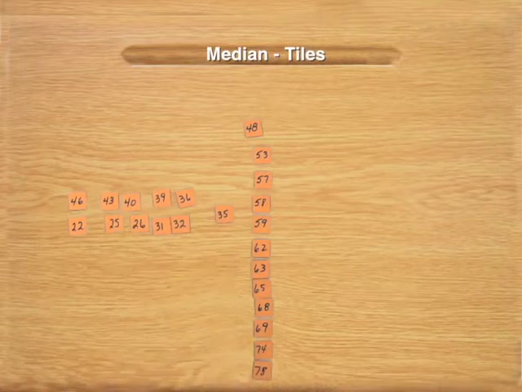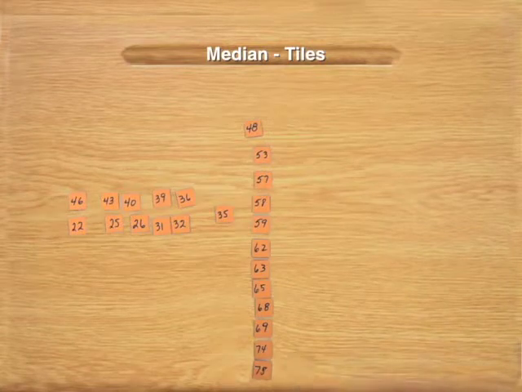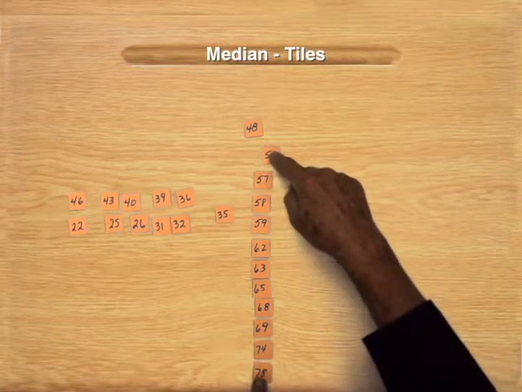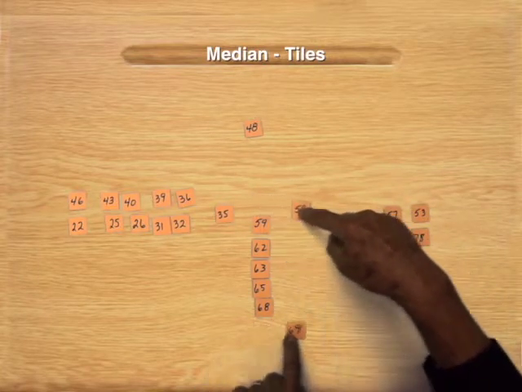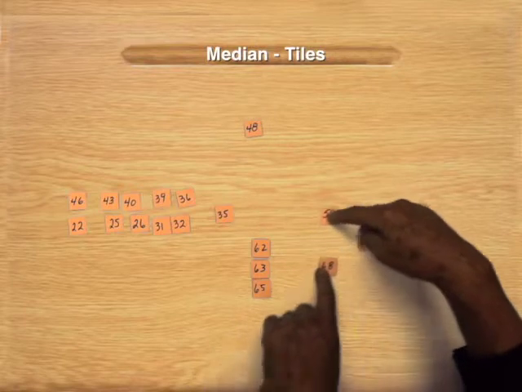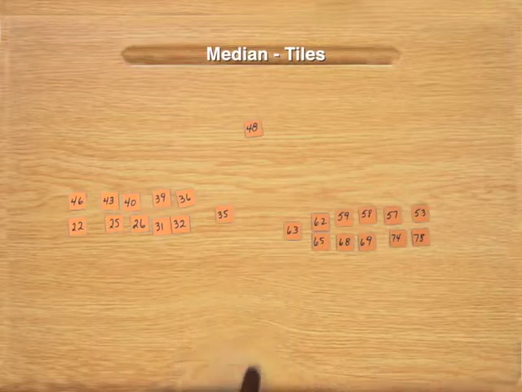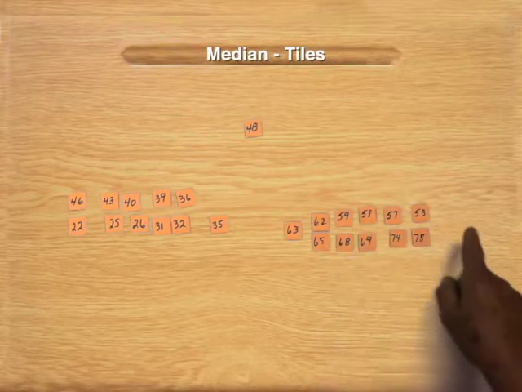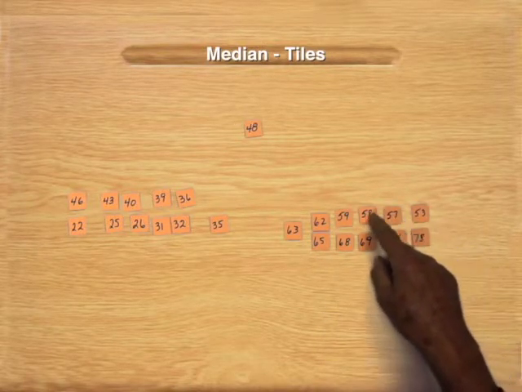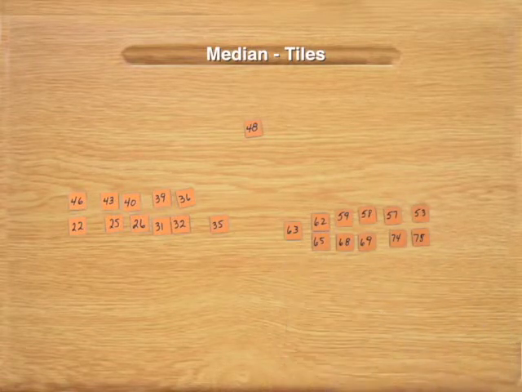and 1, 2, 3, 4, 5 numbers higher than 35. Now with our higher numbers, the numbers higher than 48, we do the same thing. So we take 53 and 78, then we take 57 and 74, 58, 69, 59, 68, 62 and 65, and we're left with 63. So that means 63 is the middle number of the high numbers. There are 5 numbers, 1, 2, 3, 4, 5 numbers lower than 63, and 5 numbers higher than 63.